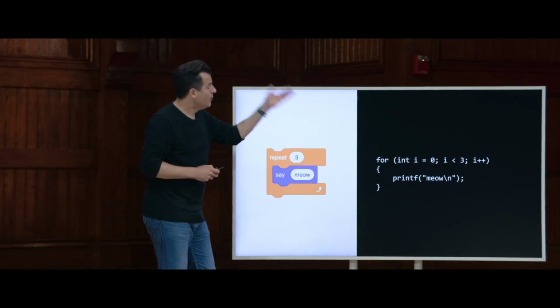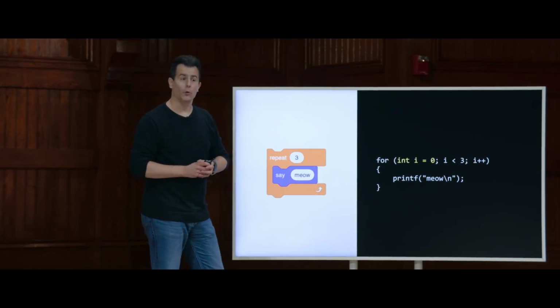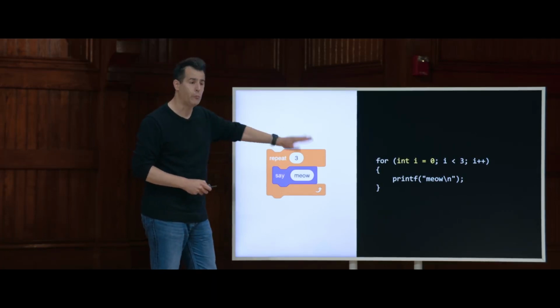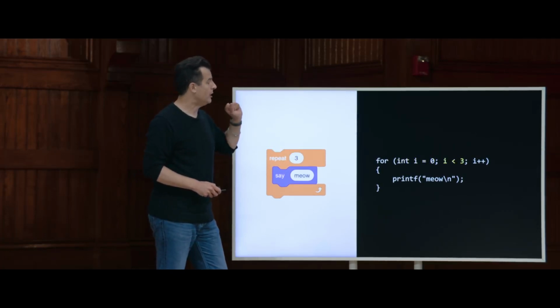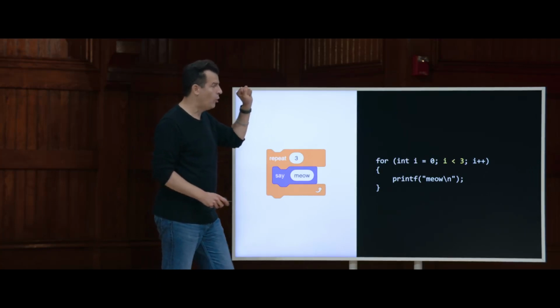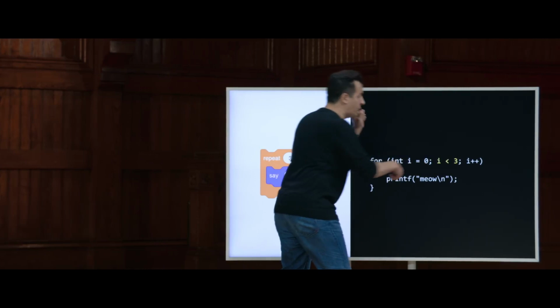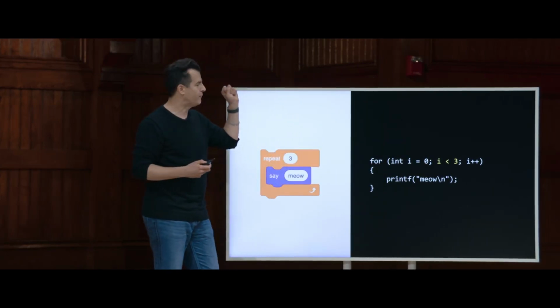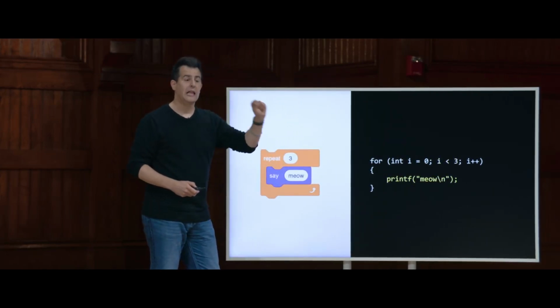How does this work? The first thing that happens is that a variable called I is defined and initialized to the value of 0. That happens once and only once. Then we check the condition. Is 0 less than 3? Obviously, yes. So now we don't do the plus plus yet. We go into the loop. And this is where the for loop's a little confusing at first. We print out meow. Then what happens?